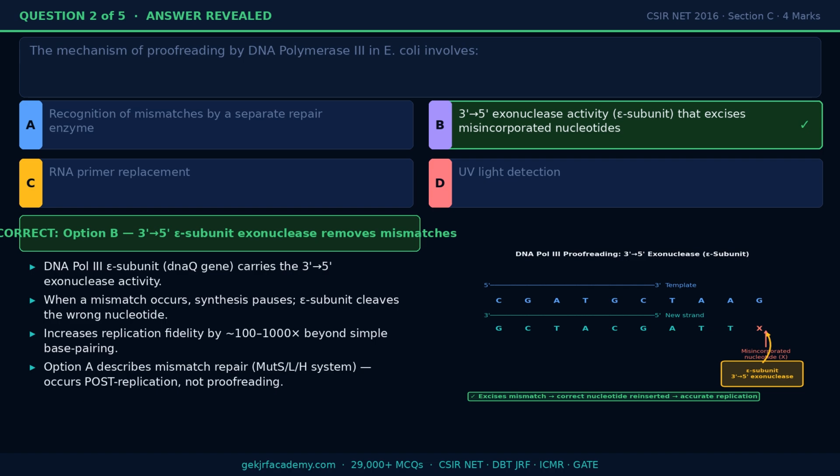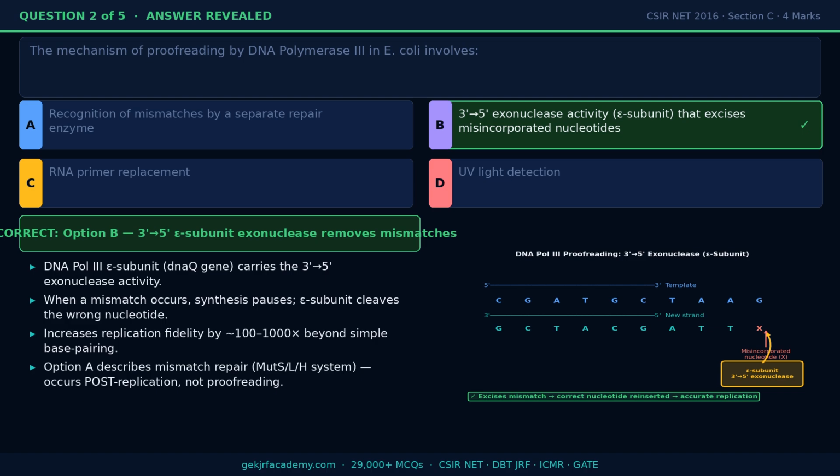Here is the mechanism. When a wrong nucleotide is incorporated during synthesis, the mismatch destabilizes the nascent 3' end. This prevents the alpha subunit from adding the next correct nucleotide. The 3' end shifts into the active site of the epsilon subunit. The epsilon subunit then cleaves the phosphodiester bond and excises the misincorporated nucleotide. The correct nucleotide is then incorporated, and synthesis continues.